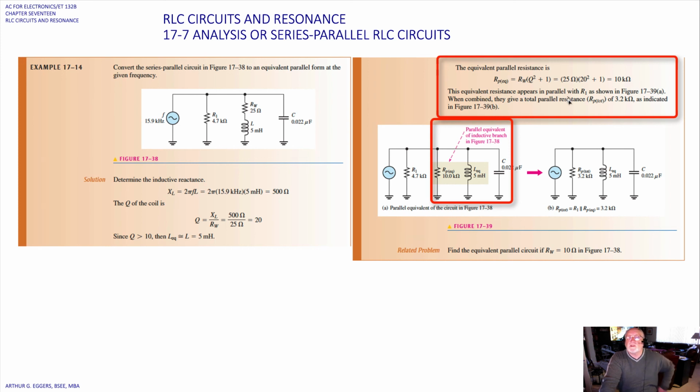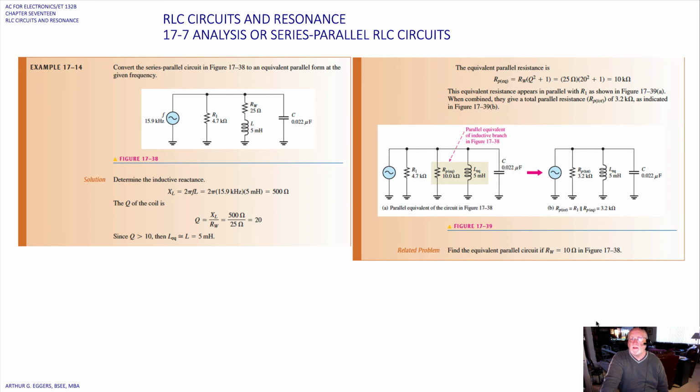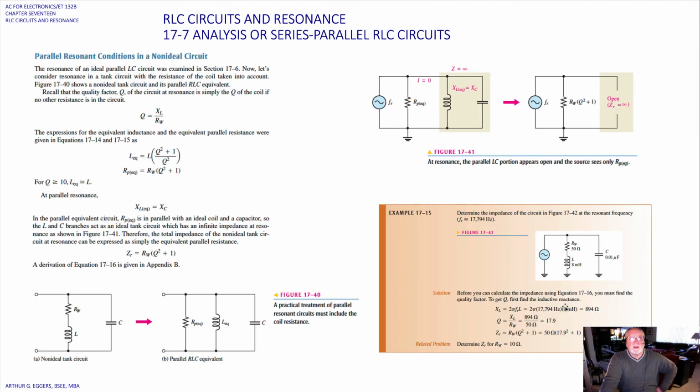This equivalent resistance appears in parallel with R1 as shown. When combined, they give a total parallel resistance then of 3.2 k ohms. Okay, again, the way to get to this and learn this is go through these examples and learn from them.